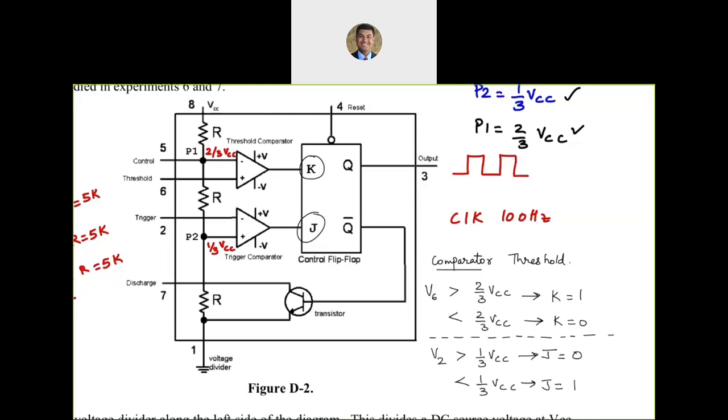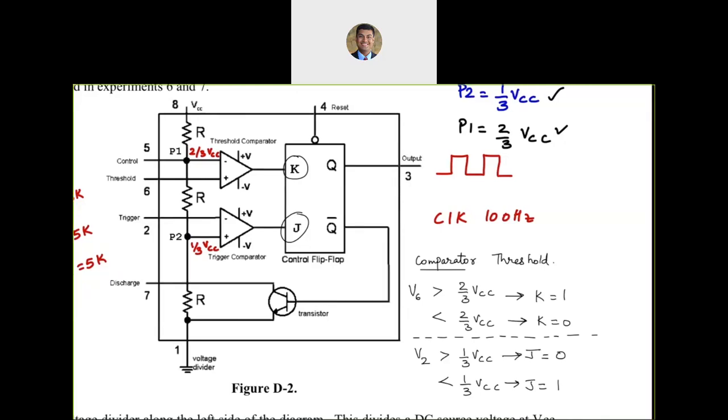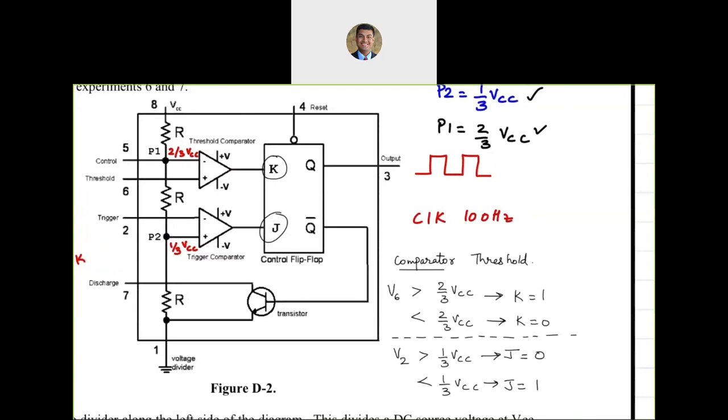So that's my threshold comparator and the trigger comparator analysis statements. So let's see. I may have a situation in which both of them are 0, 0, which means I'm in the store state. Both of them being 1, 1 means that I'm in the toggle state. One of them being a 0 and the other one being a 1 means the set or reset state. So there are all four possibilities depending on how I compare these voltages.